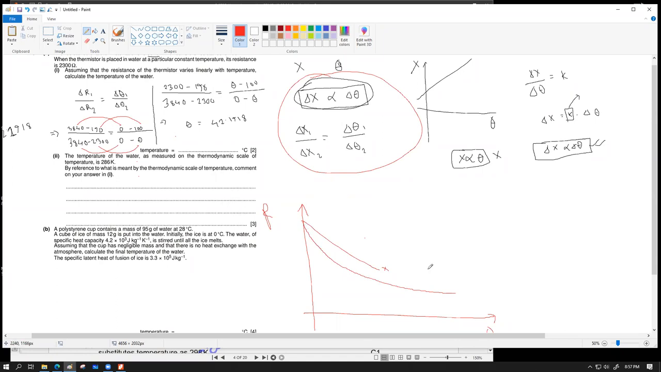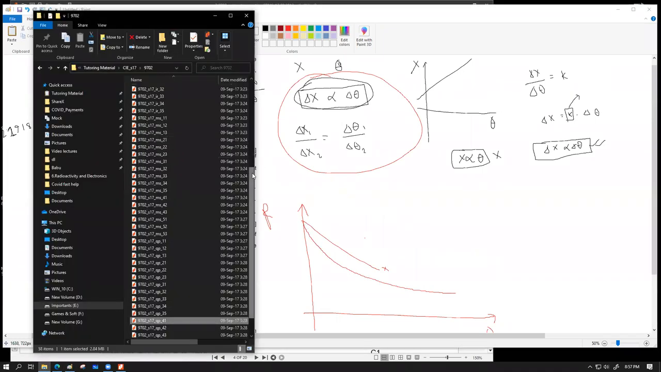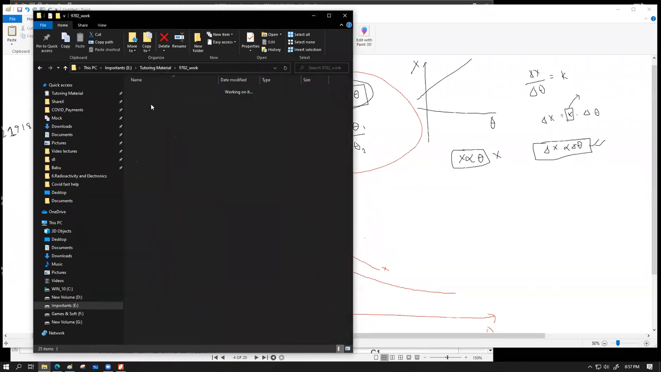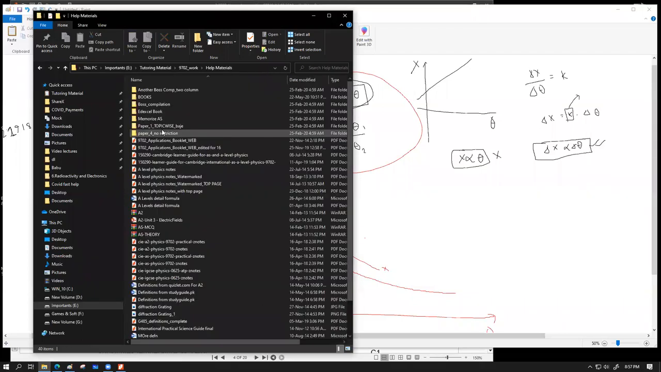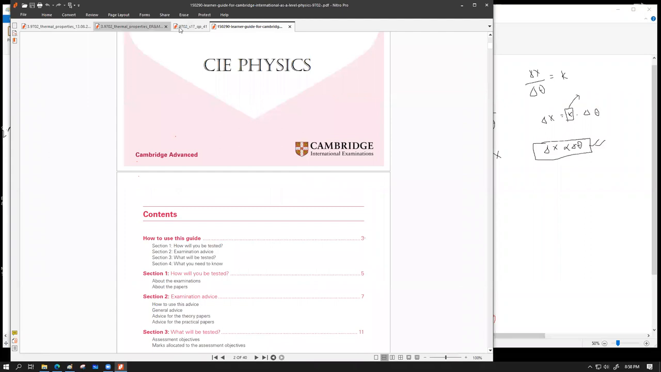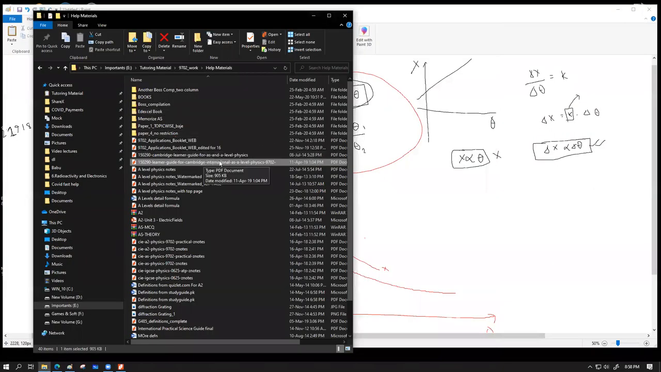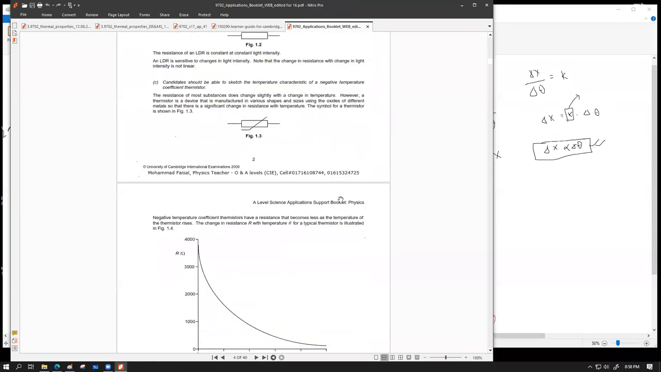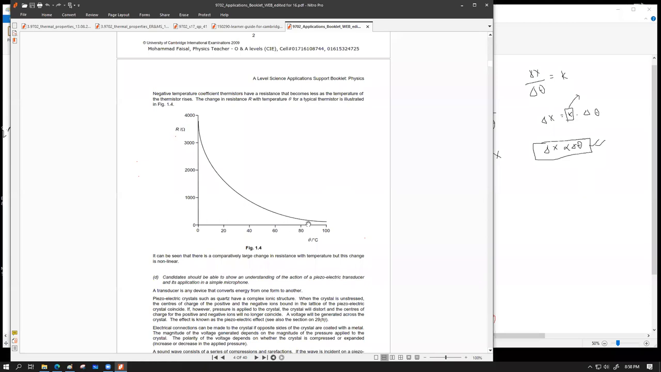Now, if you wonder, are we supposed to know this? The answer is yes, because you will eventually come across the sensing chapter of your syllabus, in the application booklet which you're going to cover. So this is the graph that you're going to essentially learn about. This is one of the examples for a certain thermistor. So this is an example graph.